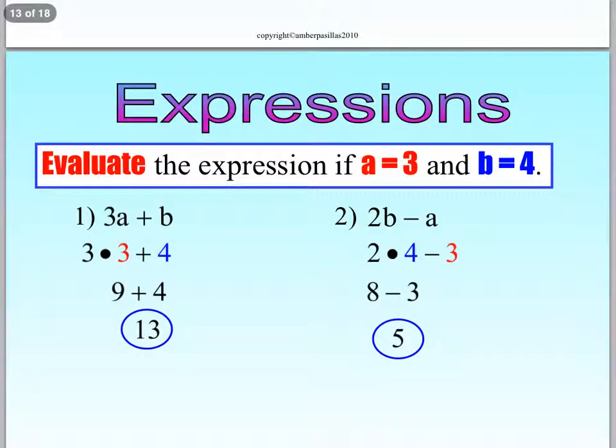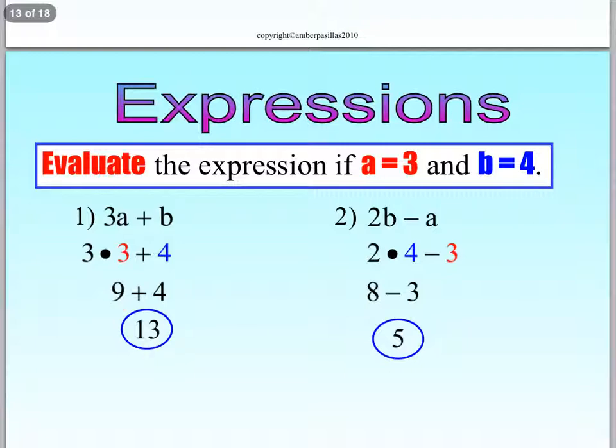All right, another way you'll see this problem, which we saw last year, is evaluate the expression if a is equal to 3 and b is equal to 4. So here we have example 1. We have 3a plus b. This means 3 times a plus b. So all we're going to do is substitute the 3 for the a right here, and then we follow order of operations, which means we multiply first. 3 times 3 is 9, and then we add and we get 13.